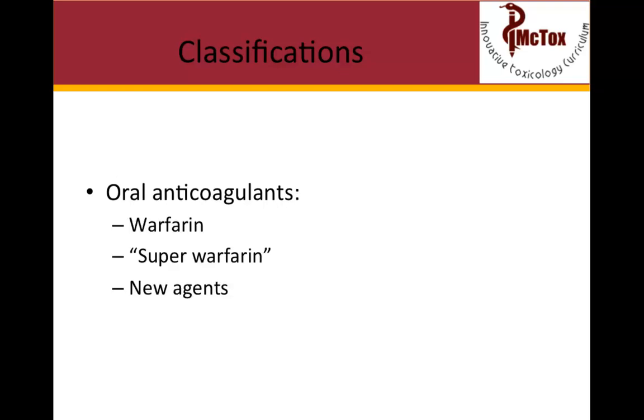Oral anticoagulants include warfarin, warfarin-like drugs, and the long-acting superwarfarin, which all inhibit vitamin K-dependent clotting factors. Vitamin K-dependent clotting factors are 2, 7, 9, and 10, as well as protein C and S. Therefore, vitamin K is considered a classical antidote for this category of drug. In addition to warfarin, there are new novel oral anticoagulant drugs that target either thrombin, like dabigatran, or target activated factor 10, such as rivaroxaban.